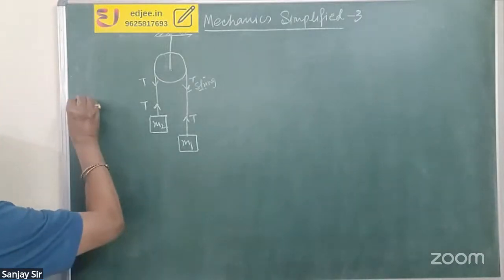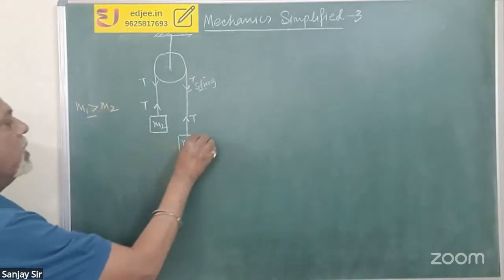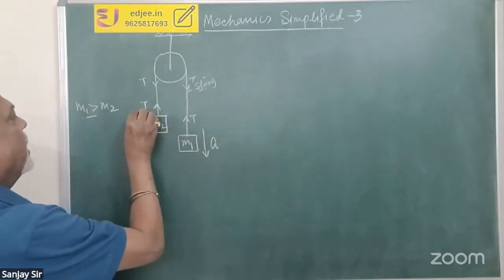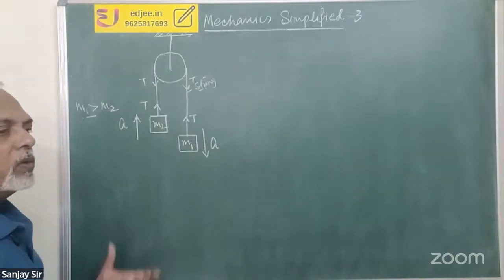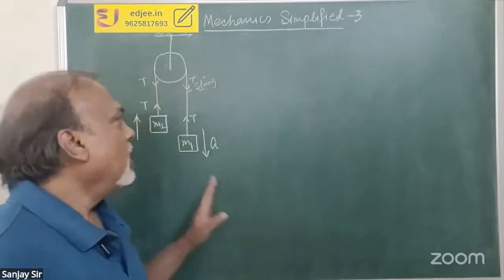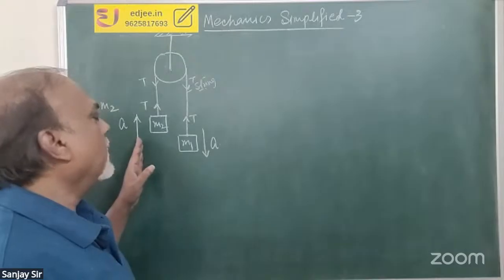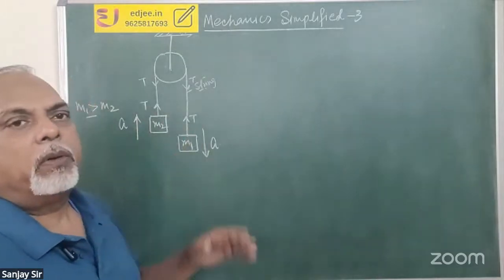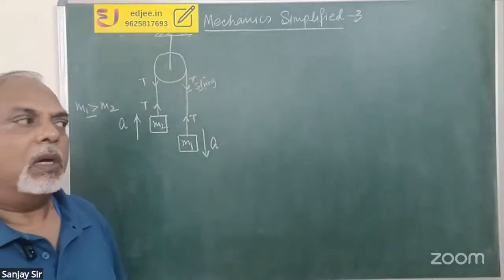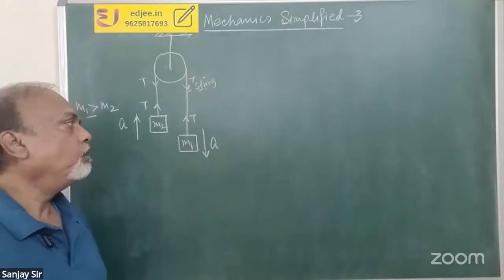We can assume M1 is greater than M2, meaning this is going downward. Suppose this is going downward with acceleration A. Since your string is massless, inextensible, if it is going downward with acceleration A, then this will go up with acceleration A. There is no doubt about it. Correct?